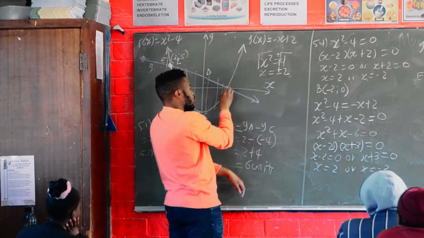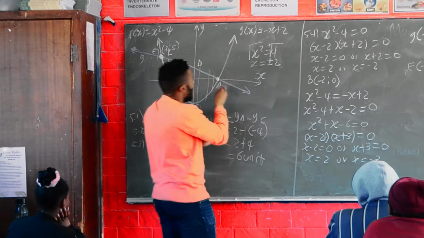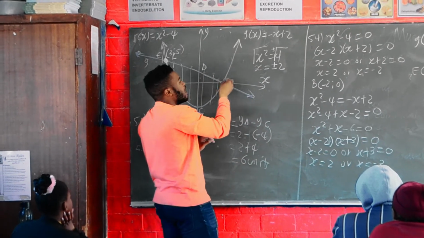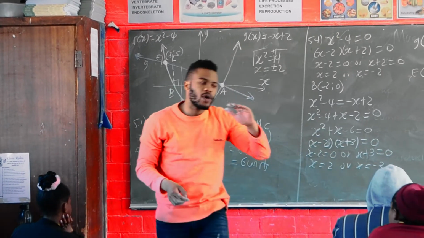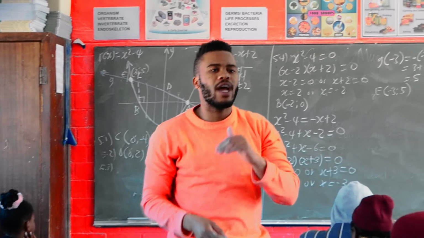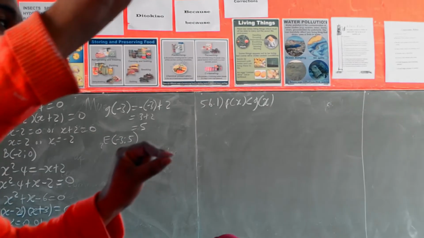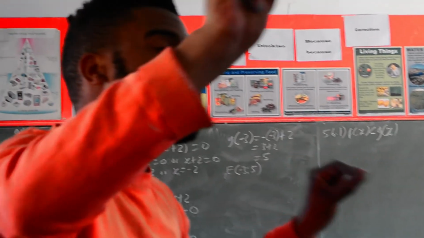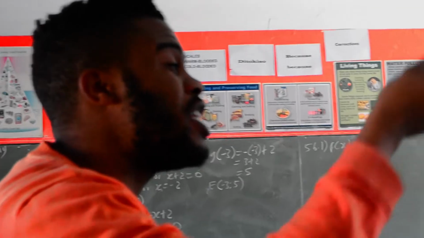Up to what? Up to this point. Immediately after this point, the graph of f is above the graph of g. That's why I asked: is it f of x greater than g of x or f of x less than g of x? Your critical points are your points of intersection, because that's where the change happens.